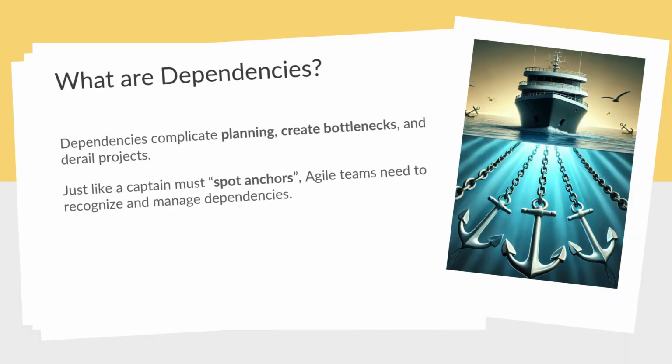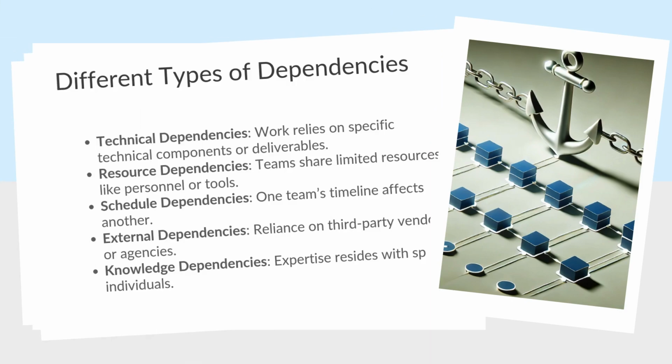Dependencies are a major culprit behind team slowdowns. They complicate planning, create bottlenecks, and can derail even the most meticulously organized projects. Just like a ship's captain needs to spot those anchors before setting sail, Agile teams must recognize and manage dependencies to keep their momentum going. To effectively manage dependencies, it's crucial to understand the different types that can anchor your team's progress.